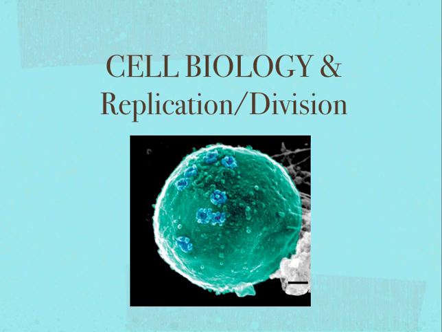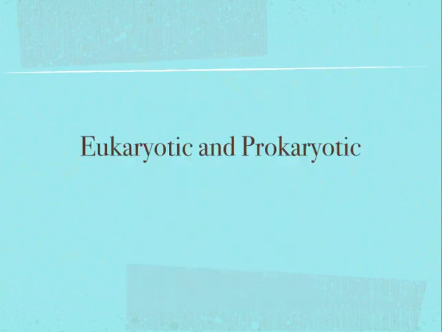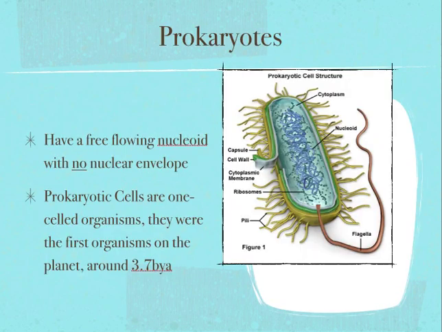All right, before we get into replication and division, let's talk a little bit about cells themselves. There are basically two types of organisms on this planet. There are eukaryotes and prokaryotes. And eukaryotes and prokaryotes differ in one main way, and that is that prokaryotes have a free-flowing nucleoid, which means that they have no nuclear envelope or no nucleus. The DNA material within the cell is allowed to flow freely throughout the cell.